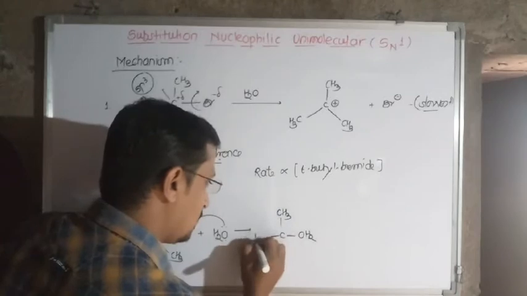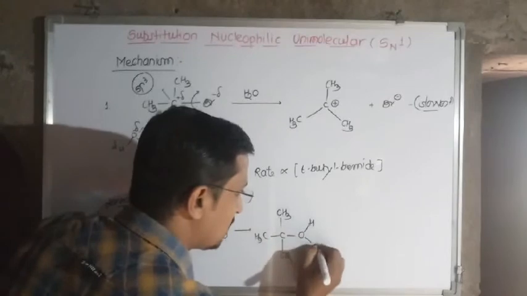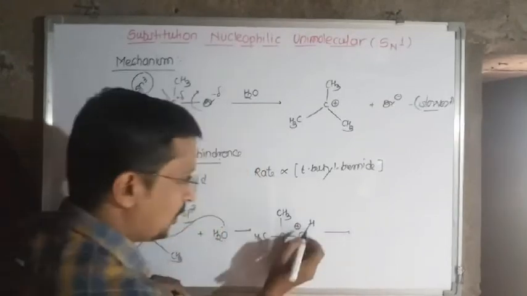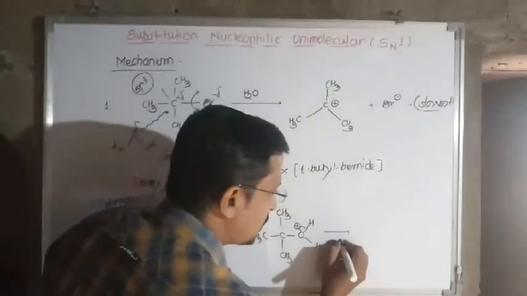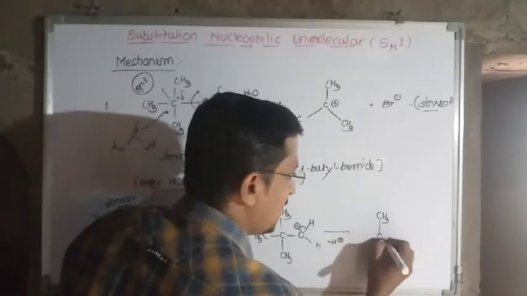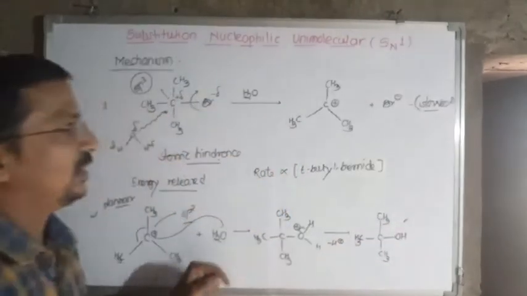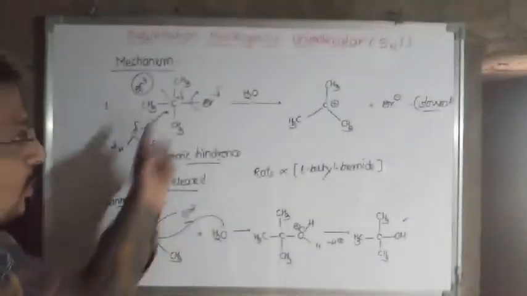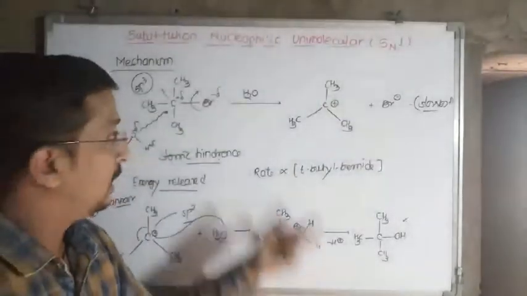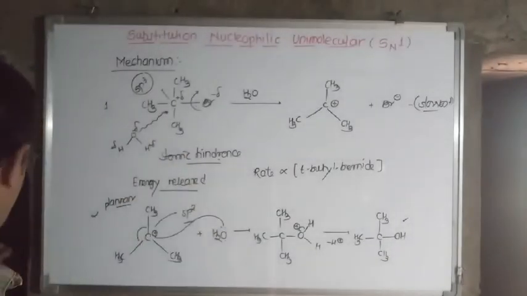resulting in the formation of (CH3)3C-OH2+. Water is H and H with oxygen, and the electron pair is accepted from oxygen. Then a proton is removed from the system, minus H plus, and the overall product formed is (CH3)3C-OH. So tertiary butyl alcohol is formed. This is the mechanism of the SN1 reaction. Overall, for this reaction, the rate depends only on the concentration of tertiary butyl bromide. So this is how we can explain the SN1 reaction mechanism-wise.